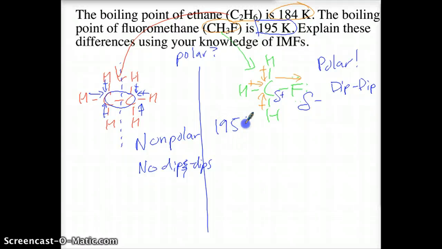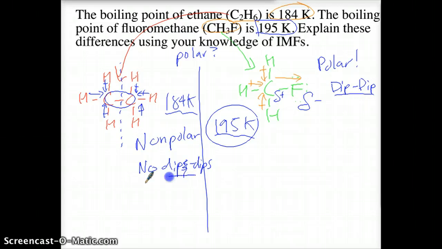This is 195 Kelvin, this is 184. So one way we could explain it is that this molecule has a higher boiling point because it has more intermolecular forces. It has dipole-dipole forces, whereas the other molecule doesn't. So that could account for the need of a higher temperature in order to boil this molecule, convert it from a liquid to a gas. Neither of them have hydrogen bonding, so that's not going to play a role. The only thing that's different are these dipole-dipole forces.